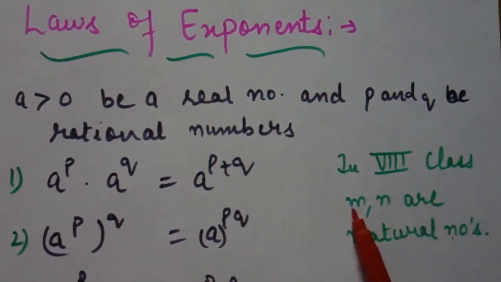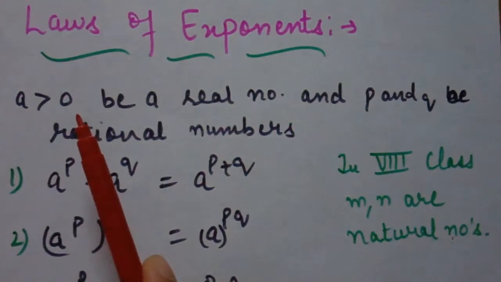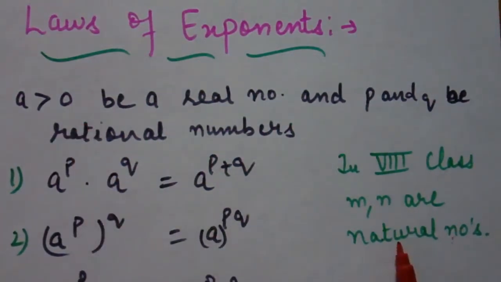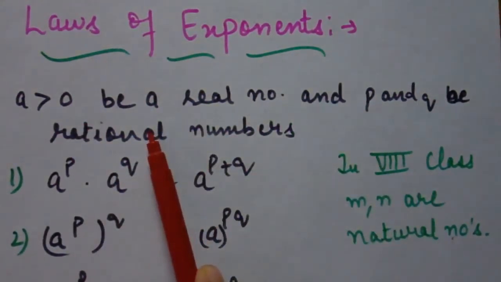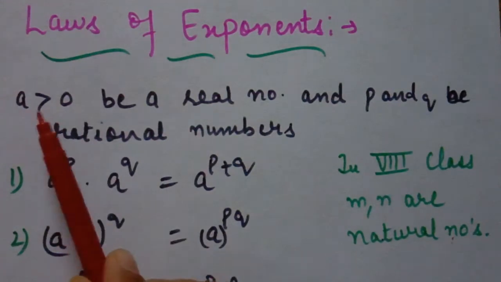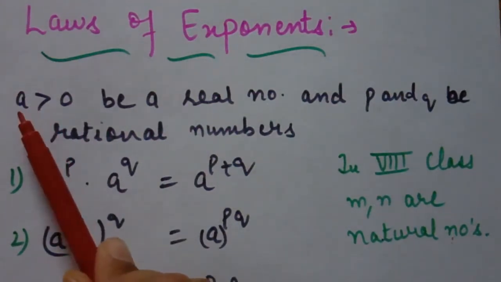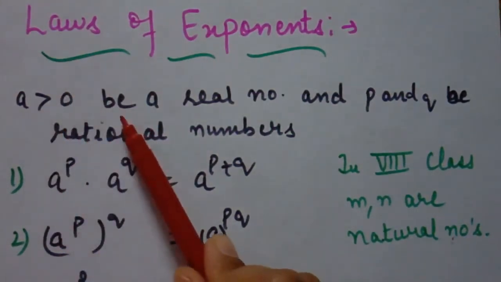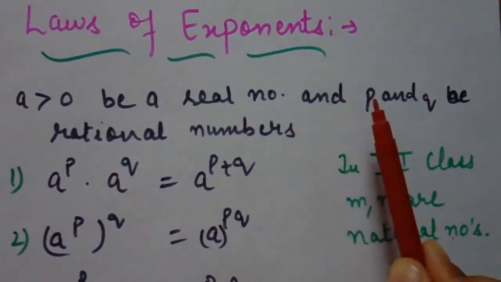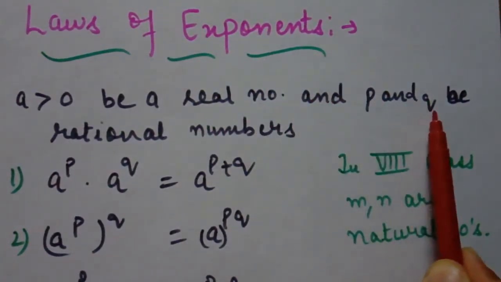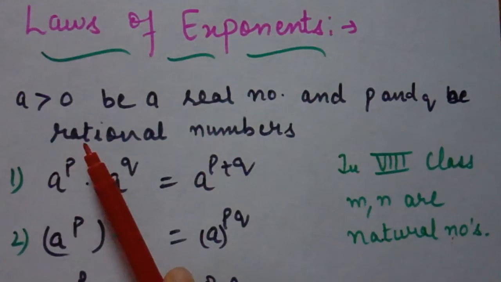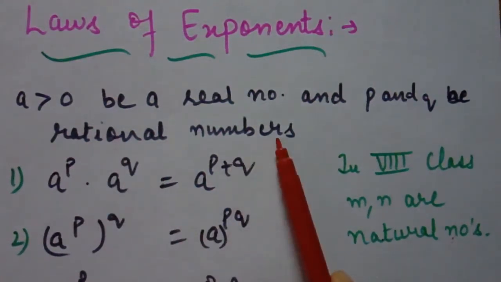In that class, m and n are representing natural numbers. In 8th class, m and n are natural numbers, but in 9th class, when we are talking about powers, they become rational numbers. So, we will start. A is greater than 0, B is a real number, and P and Q are rational numbers.